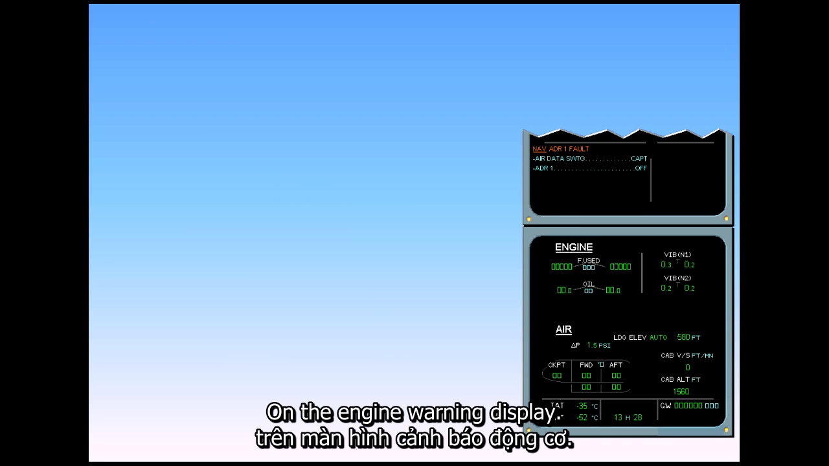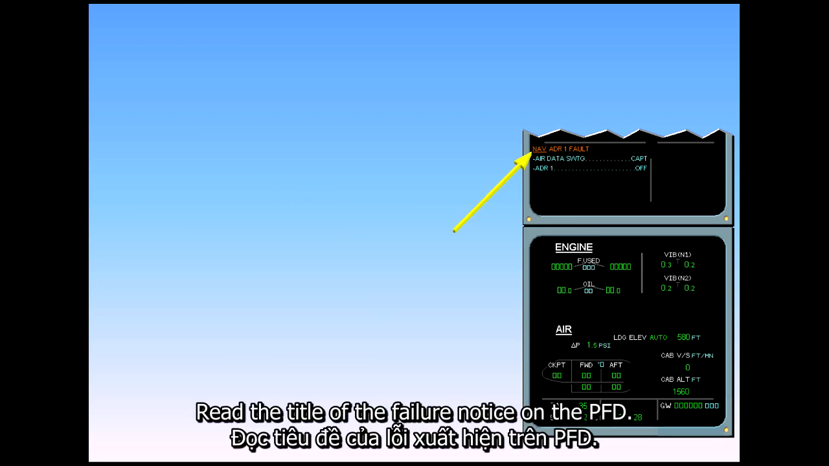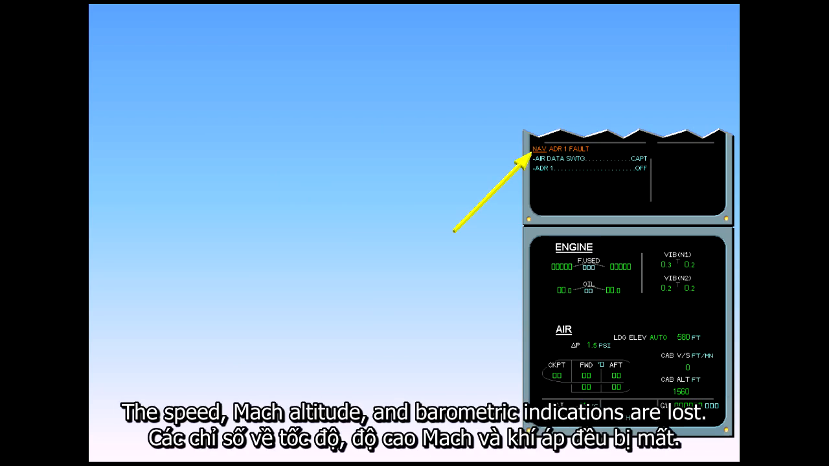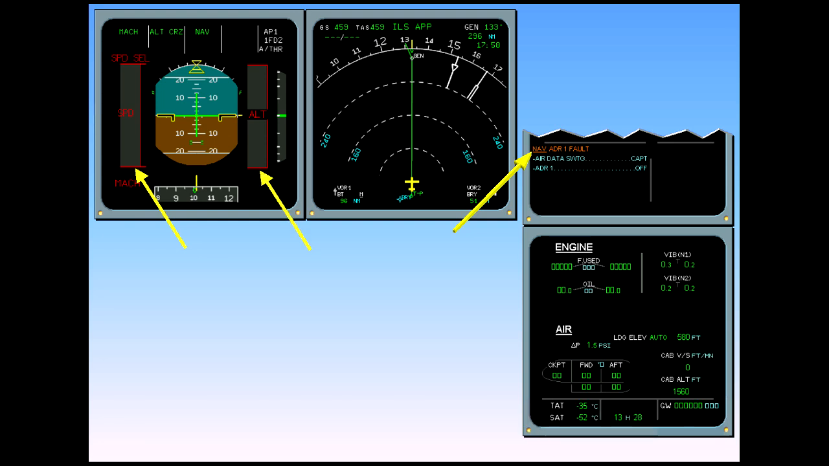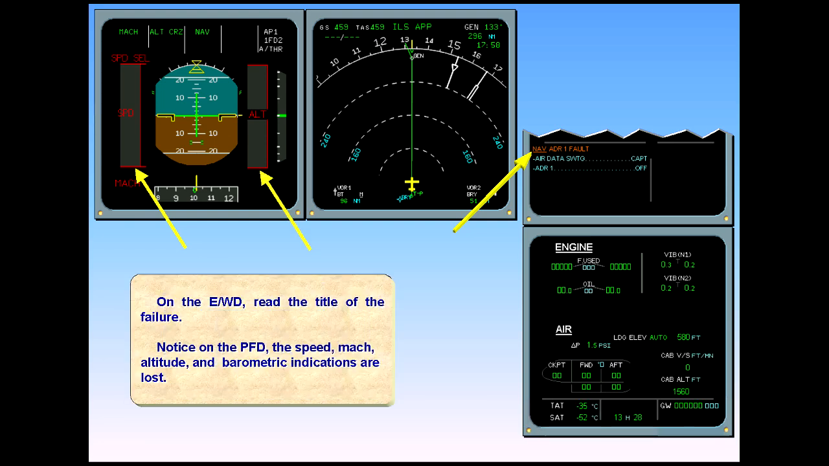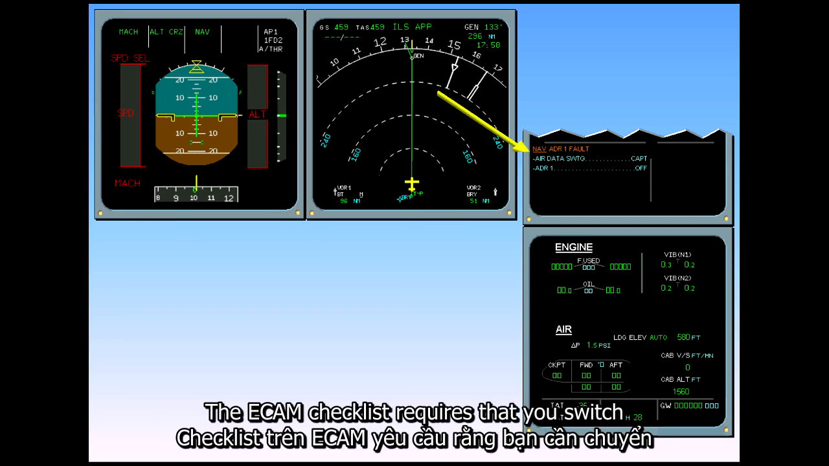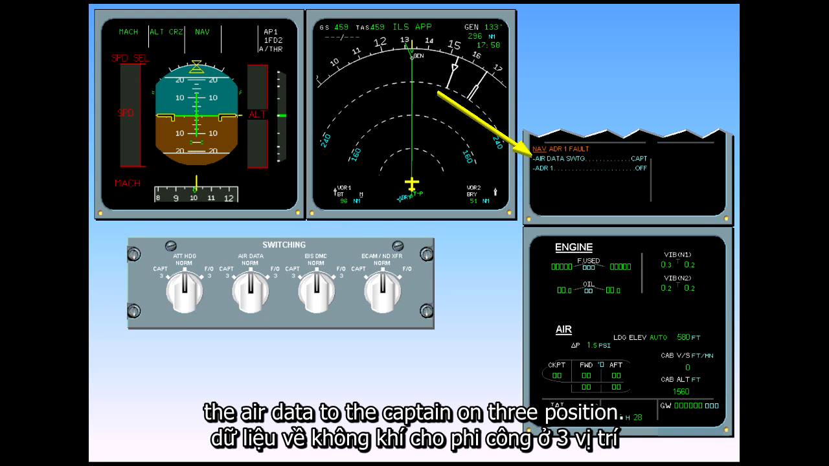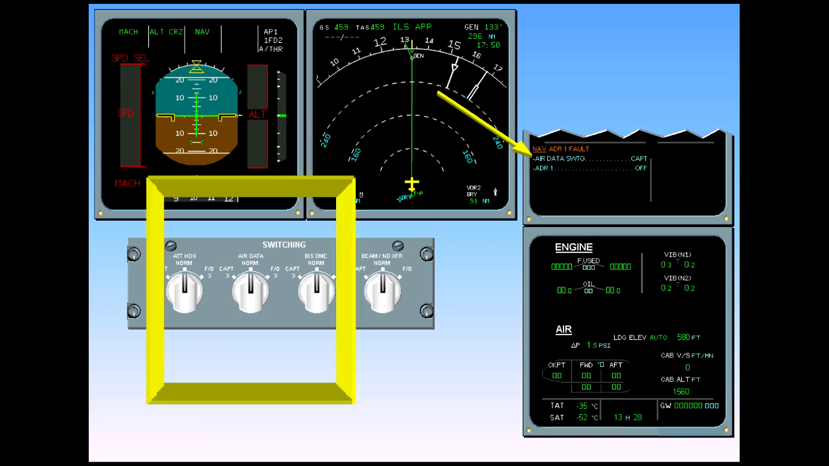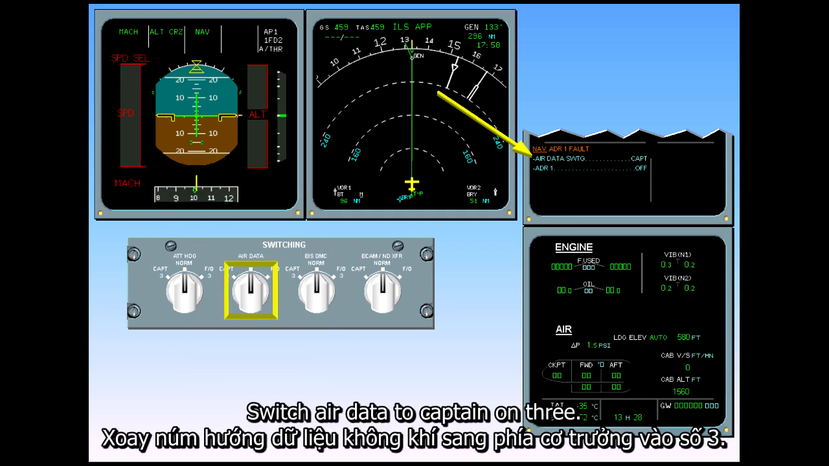On the engine warning display, read the title of the failure. Notice on the PFD the speed, Mach, altitude, and barometric indications are lost. The ECAM checklist requires that you switch the air data to the Captain on 3 position. Switch air data to Captain on 3.